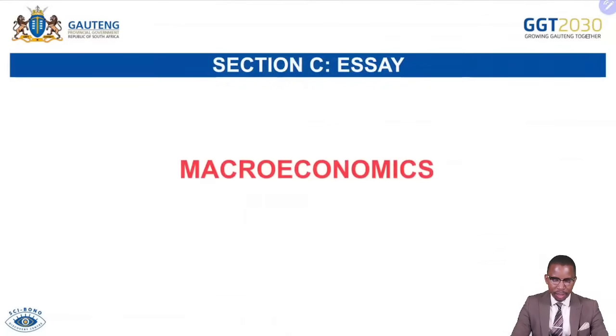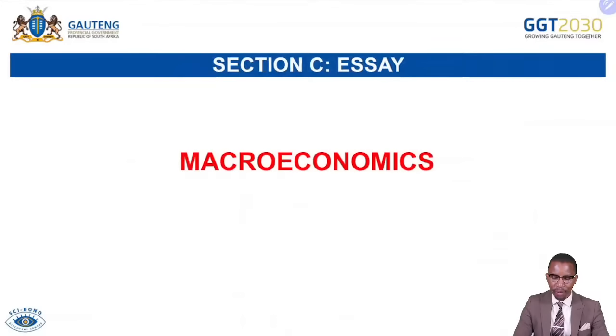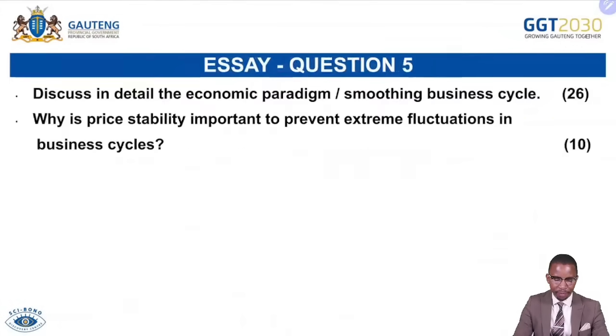Then the essay, section C under macroeconomics. This is an example. This doesn't mean that this essay will appear in the examination tomorrow. I'm just citing an example for you under macroeconomics. Discussing in detail the economic paradigms or smoothing the business cycle. Additional part: why is price stability important to prevent extreme fluctuations in the business cycle, for 10 marks. Then the essay is out of 40 marks.